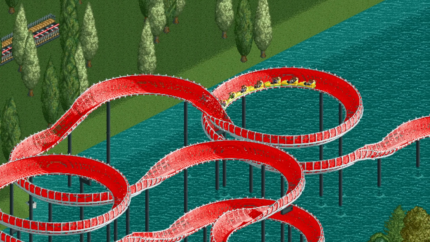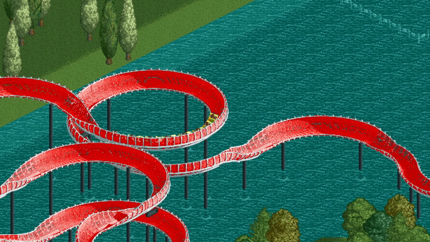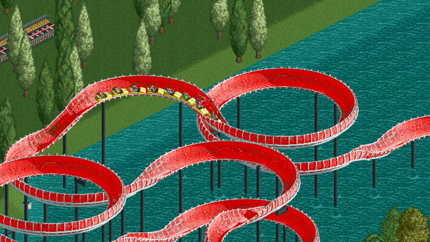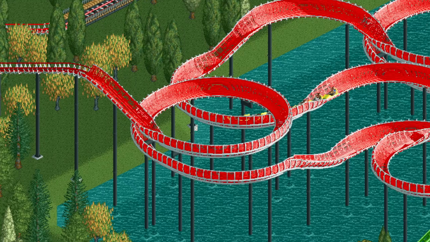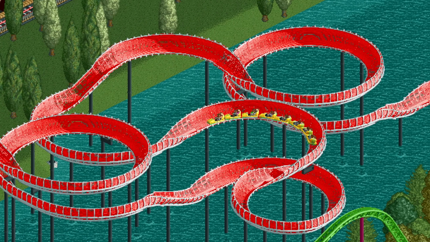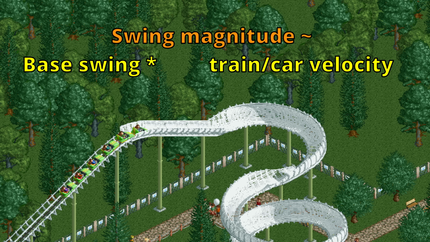The train should swing in the same direction regardless of whether it's going forwards or backwards, but when it's going backwards we're multiplying with a negative speed, which changes the direction of the swinging. So how do we fix this?